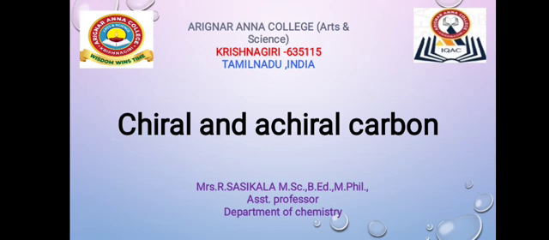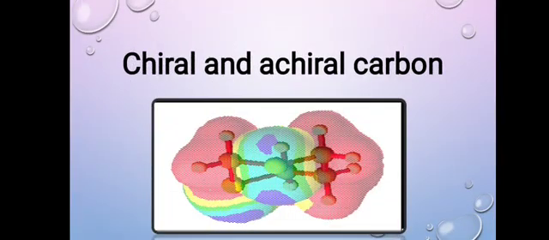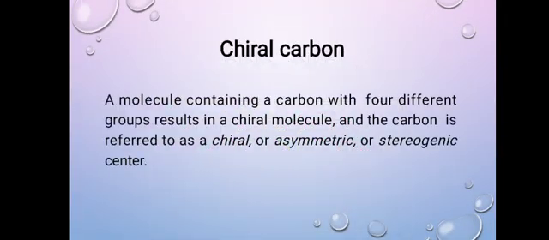Today I will discuss chiral and achiral carbon. What is meant by chiral and achiral carbon? Chiral carbon definition: a molecule containing a carbon with four different groups results in a chiral molecule, and the carbon is referred to as a chiral or asymmetric or stereogenic center.